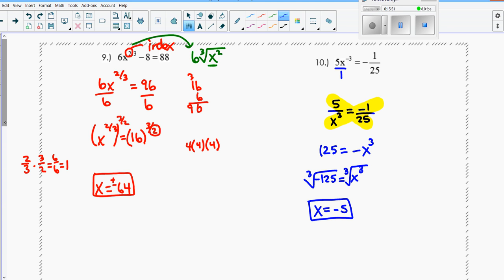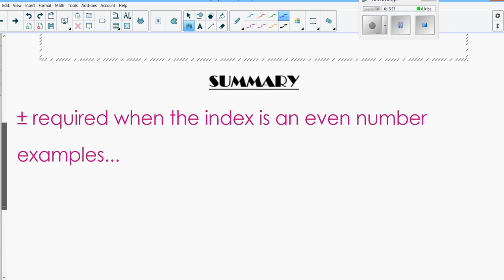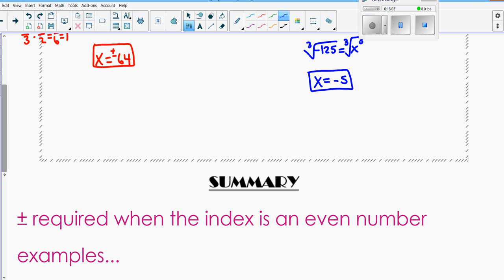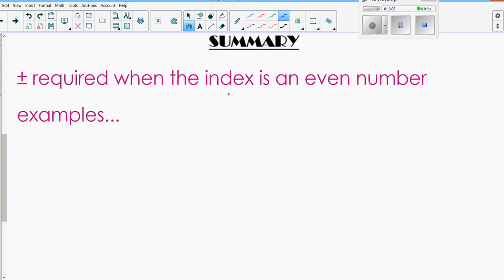Okay, let's talk about some summary. So go ahead and write this down. A plus or minus is required when the index is an even number. Okay, like a 2, 4, 6, 8. Let me give you some examples. If you had something like x to the 2/5 power, the index is 2, so there'd be a plus or minus as an answer.